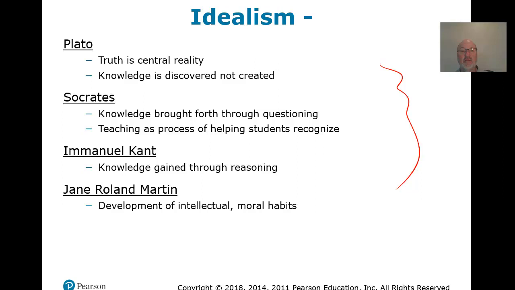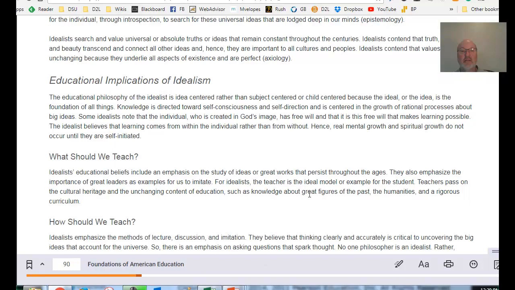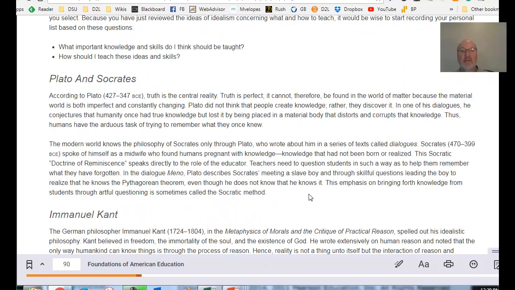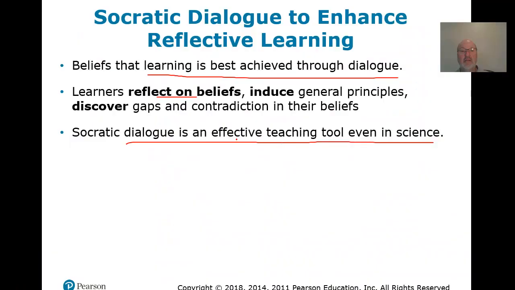And here's the folks that were involved: Plato, Socrates, Immanuel Kant, and there are questions on the test about these, so you'll need to work with those. This was the part on Socratic learning, which we also dealt with last chapter, through a series of questions, and they come into the fact that even this can be effective in science.